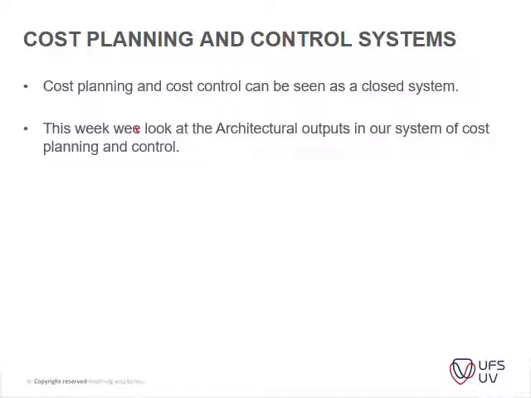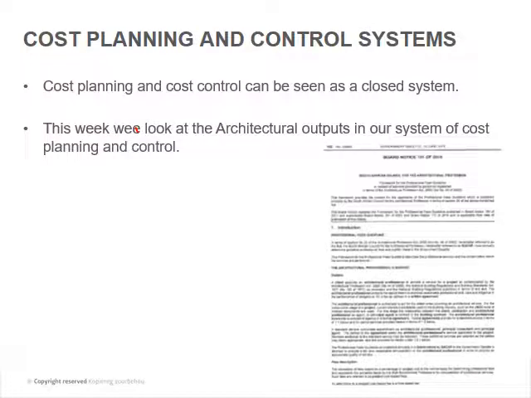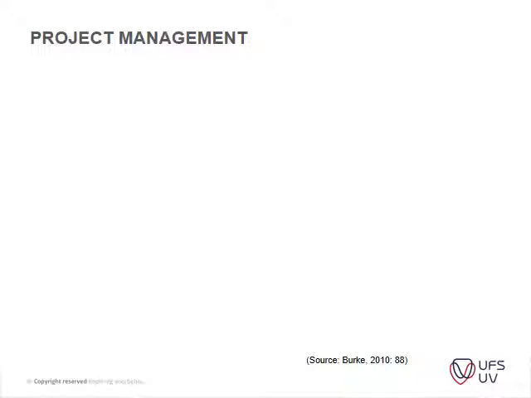The double E again. This week we looked at the architectural outputs in our systems of cost planning, cost control. So we just basically touched on, or discussed, that the design does influence the cost. So that's a little bit towards the end of this lecture. Okay, and then we've got our architectural guideline or gazette that I'm just going to run through, which is basically our 6 stages.